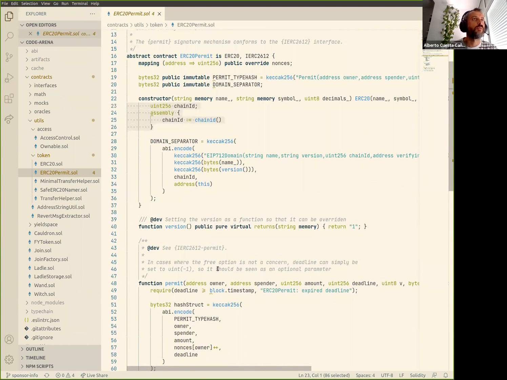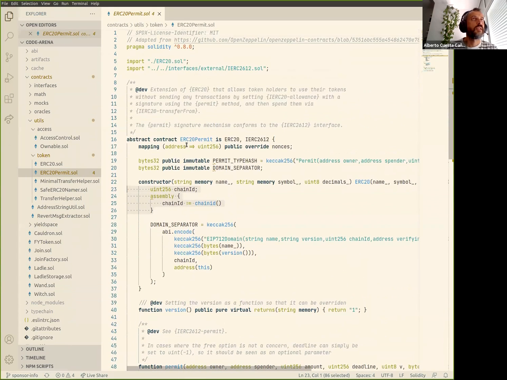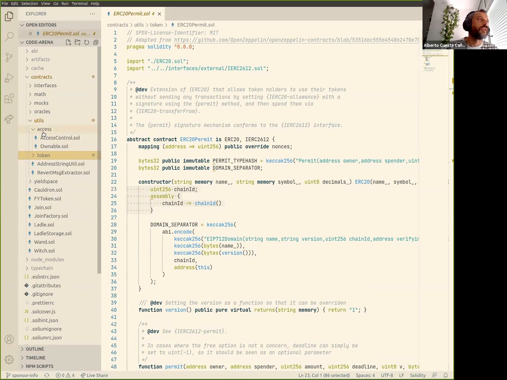Oh, am I looking at the right one? Okay, I need to change this because we are using a different one. Okay, fair enough. I copied the wrong version to Code Arena. I need to change that.